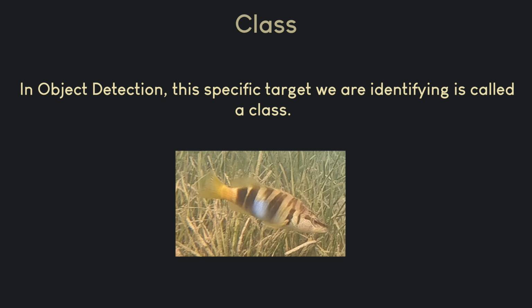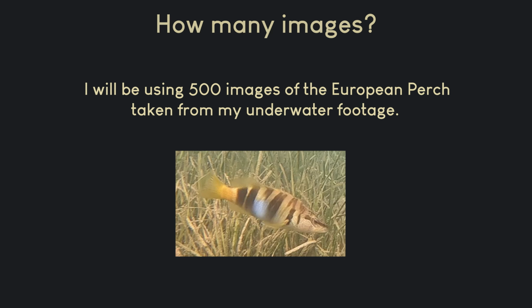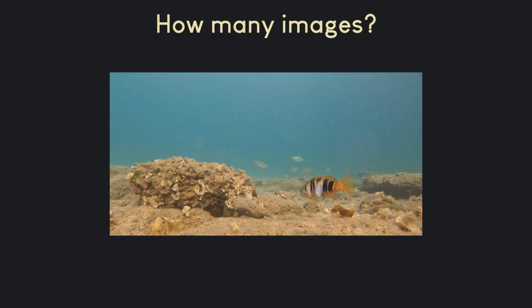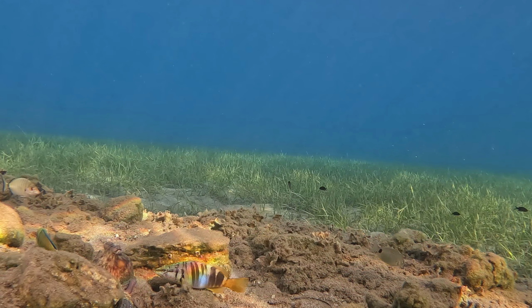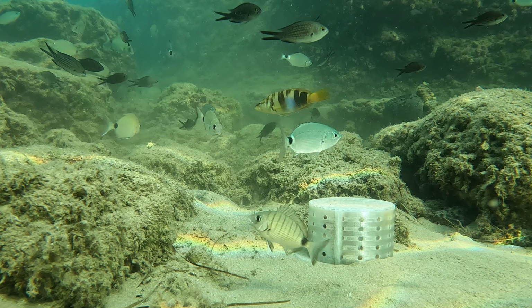To build our dataset, I'll be using around 500 still images of the European perch taken from my underwater footage. I gathered images that show the fish in different poses, lighting conditions, and backgrounds. This variety is key to giving the model a solid understanding of the fish across different real-world situations.